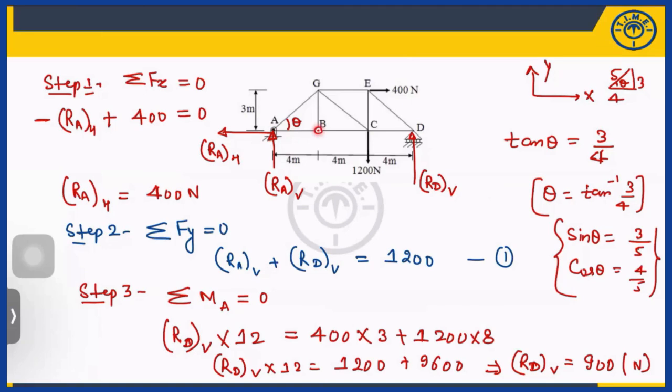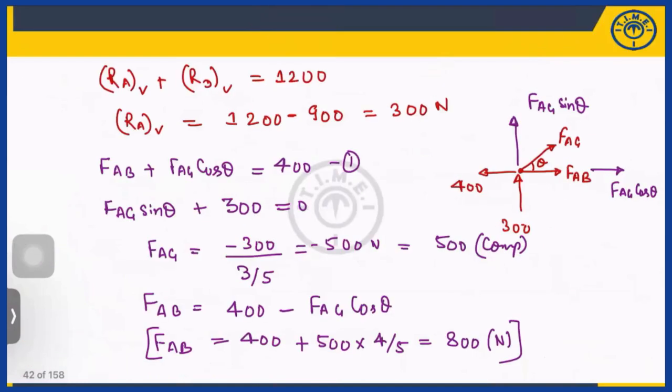So same thing, if you consider this joint, if it is acting like this, the force will be in this direction. So at this point, if you draw a free body diagram of this joint, what is the force acting? This is the force AB.